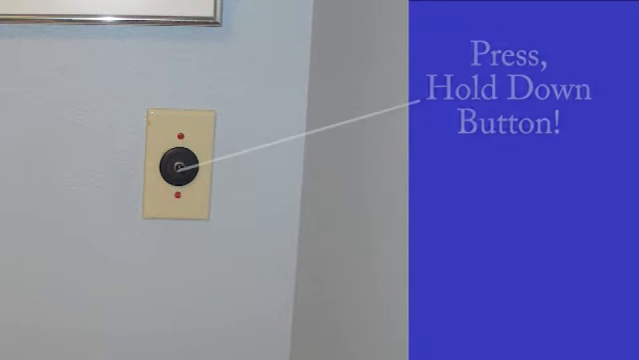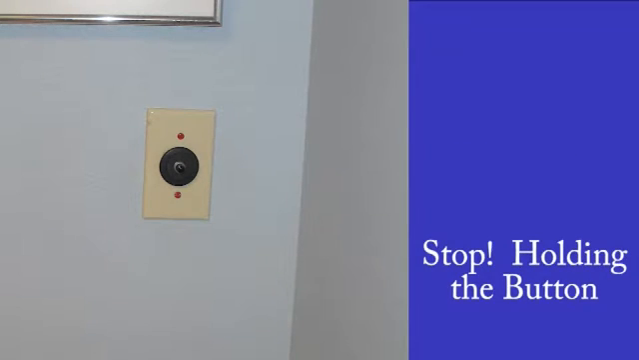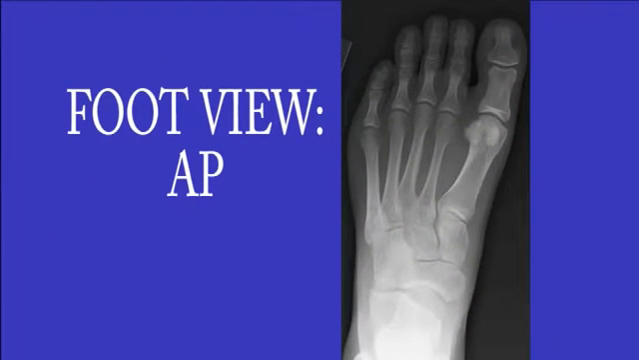When this is complete, tell your patient to stand still and go to the room behind the X-ray machine where you will see a black button on the wall. Press and hold down the button until you hear a beep. When the beep goes away, you may stop holding down the button. You've just taken an AP view of the foot.